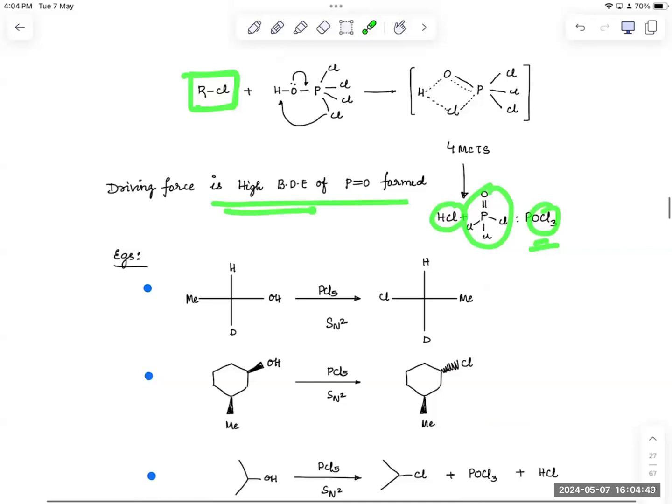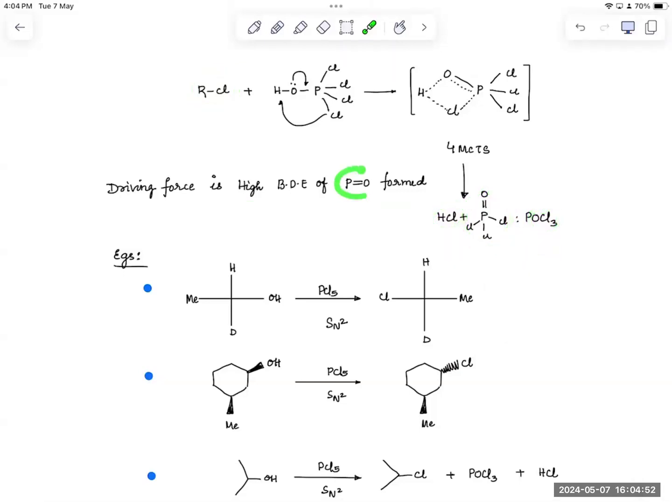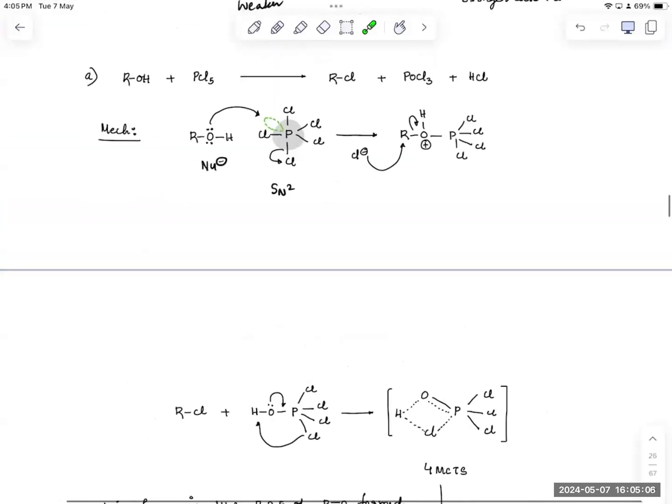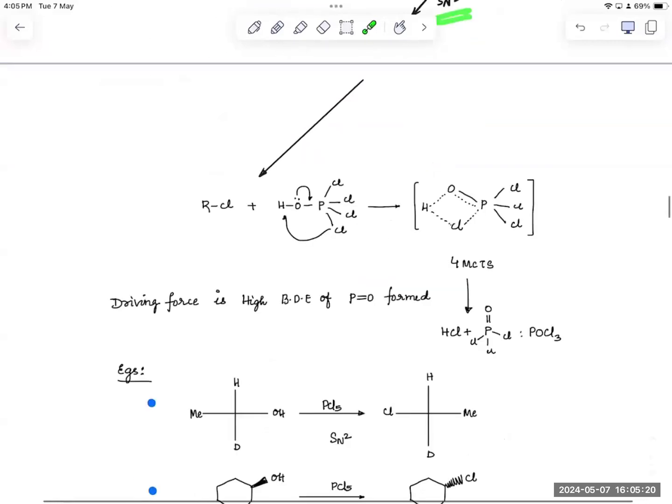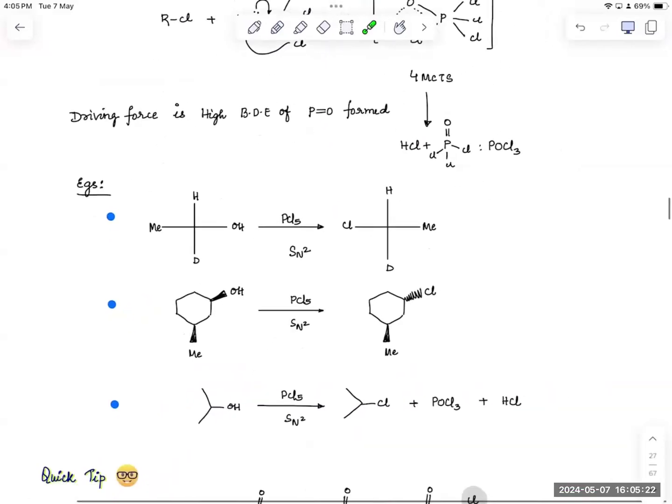So the driving force here in this reaction is the high bond dissociation energy of P double bond O. P double bond O bond strength is very high. So that is the driving force because of which you are able to see this reaction happening. Okay. And here also, if you notice this step from here to here, it is actually SN2 type of mechanism, isn't it? Because Cl is attacking, this group is leaving. So it is an SN2 attack. So overall reaction is an SN2 reaction.